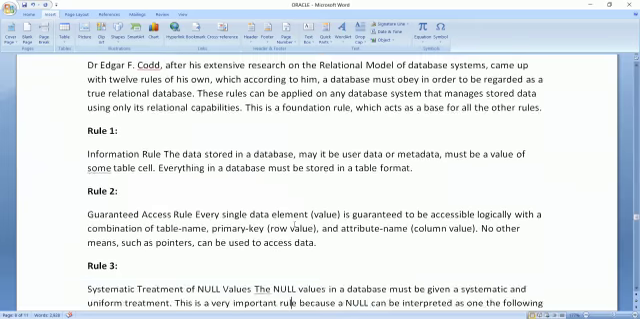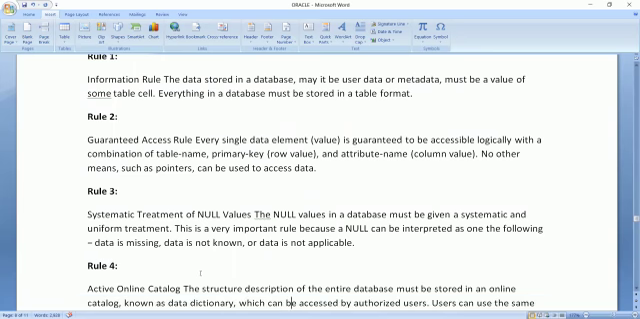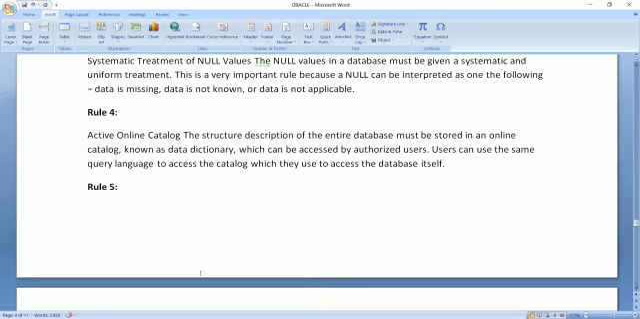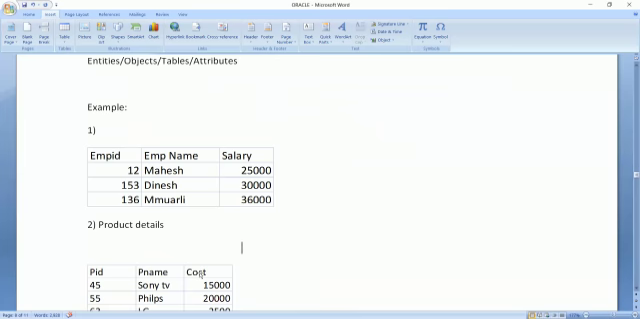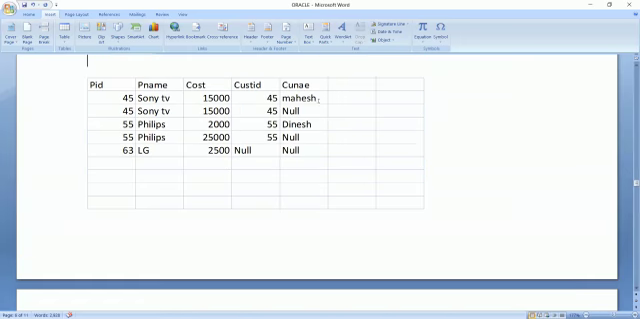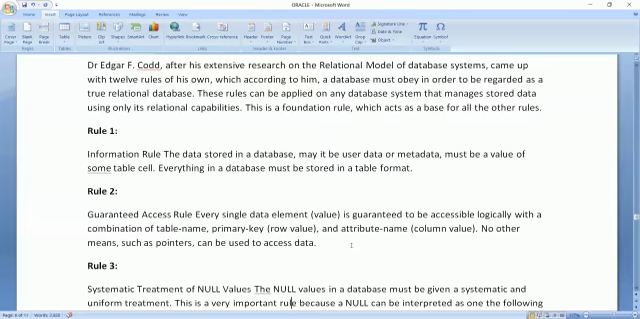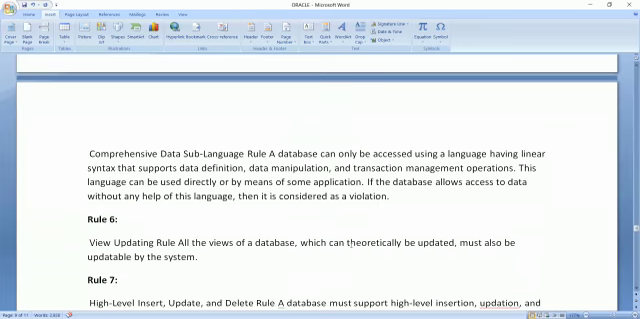So these are the rules written. You can go through this. Treatment of null values in the database must be systematic and uniform. This is a very important rule, because data can be missing, data is not known, or data is not applicable. Just now I told you, right? I have given you an example. So the data is not known or data is not applicable. This is known as null values. So he has explained clearly all 12 rules. Okay, you can go through this. I'll send you this document.